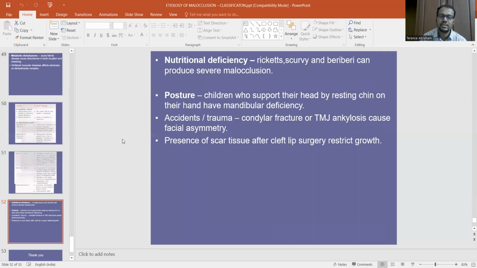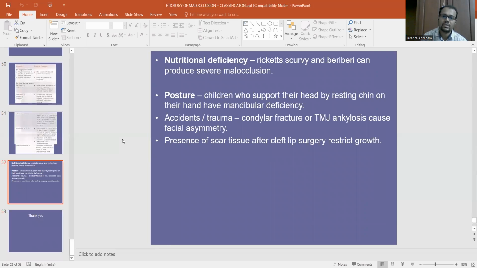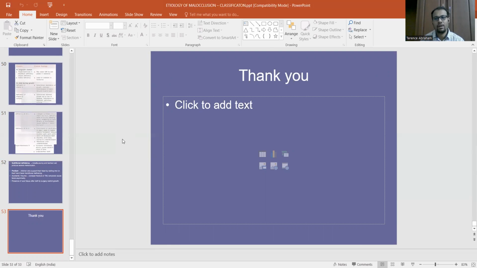So nutritional deficiency, various malnutrition, as I told before, vitamin deficiencies, abnormal posture of the child. A child who supports their head by resting the chin on their hand may have mandibular deficiency. Then trauma which causes condylar fracture or TMJ issues can result in facial asymmetry. If there is scar tissue after cleft lip surgery, it can restrict the growth of the surrounding tissues and result in facial asymmetry. So these are the main causes of malocclusions.